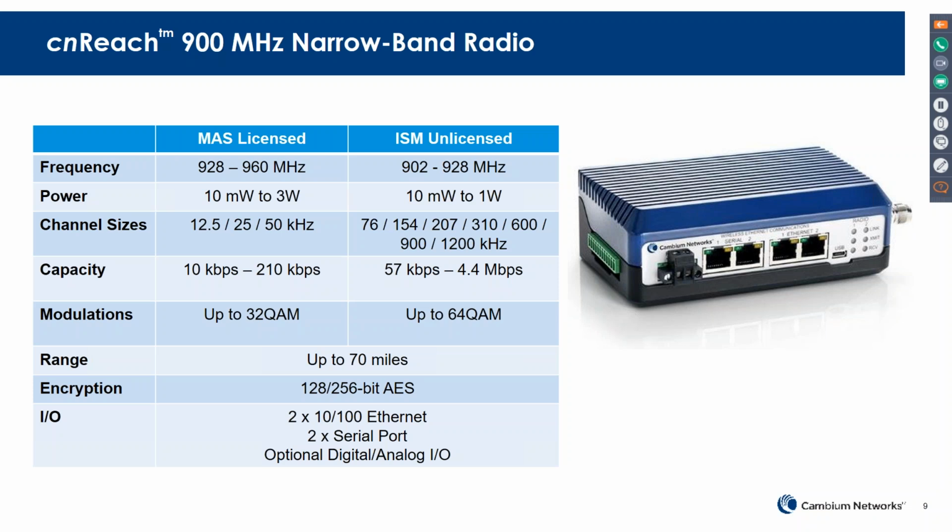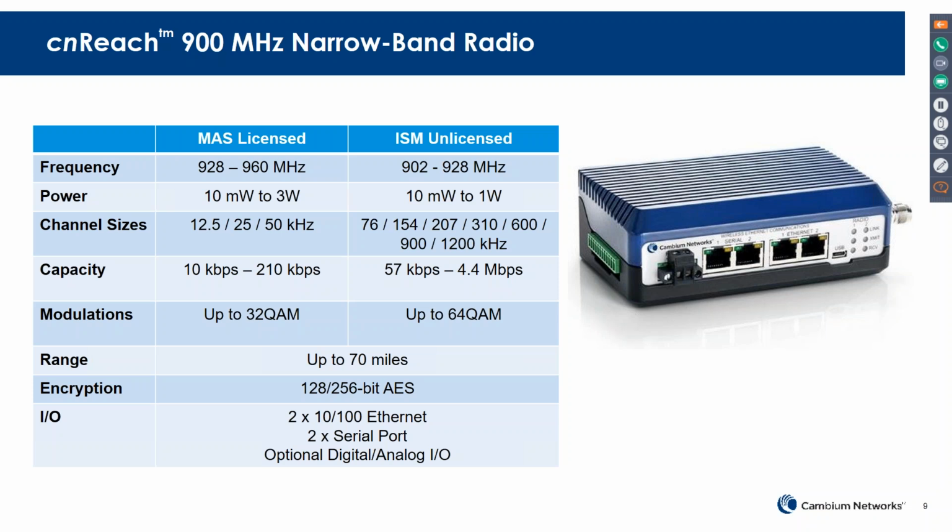ISM unlicensed is much more powerful. It's actually frequency hopping based, and it supports from 57 kilobits per second up to 4.4 megabits per second. Keep in mind that this 4.4 megabits per second is the raw data rate, the over the air data rate. But when we're looking at the user data rate, you still get like 2.5 megabits per second, which is still very good for a narrowband product.